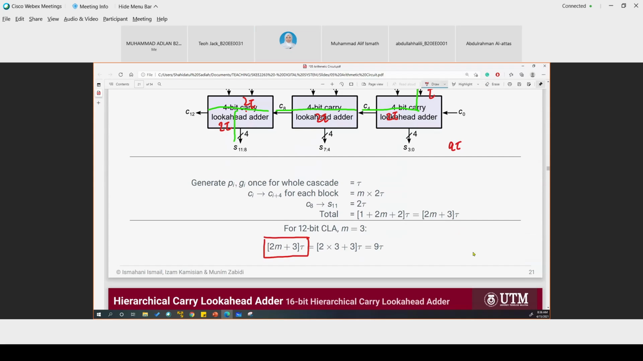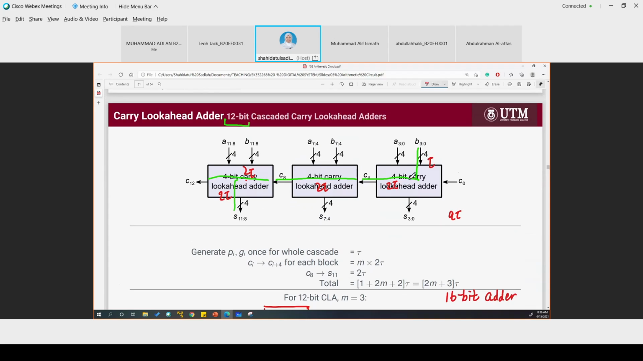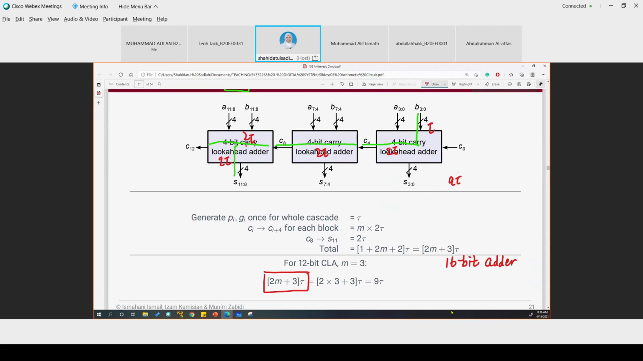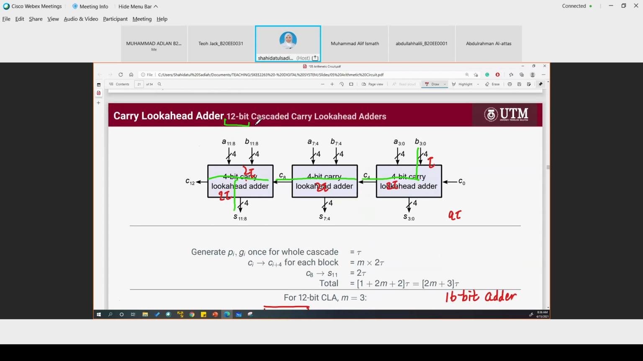It's more than 4-bit, right? So if you want to have a 16-bit adder using the carry look ahead adder cascaded like this, what is the delay? What's the delay? Muhammad Alif Ismat, what's the delay for a 16-bit adder using the carry look ahead adder cascade like this?